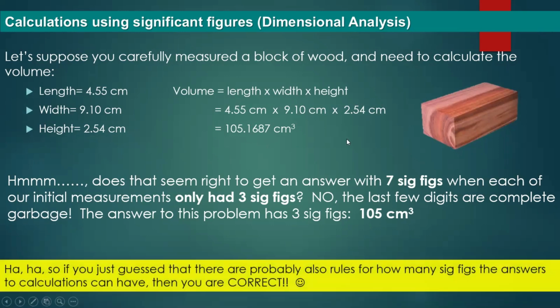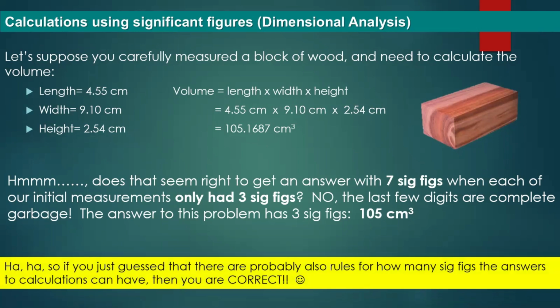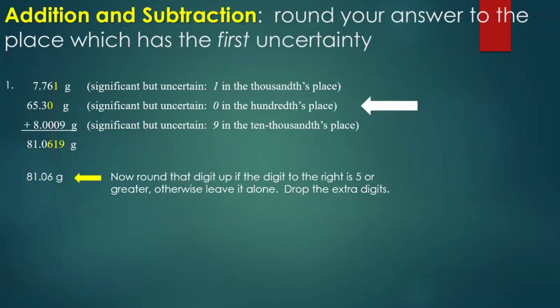So if you probably guessed right then that I'm probably getting ready to show you some rules about how to do math problems with significant figures, you're correct. So we're going to talk about the rules for when you add and subtract and the rules for when you multiply and divide. So for addition and subtraction, the rule is to round your number to the place which has the first uncertainty.